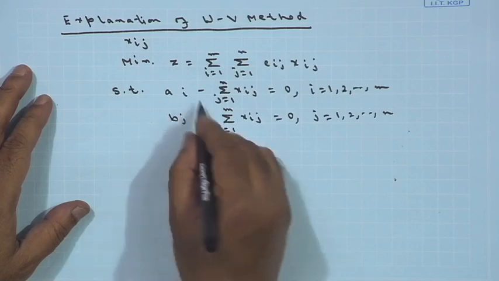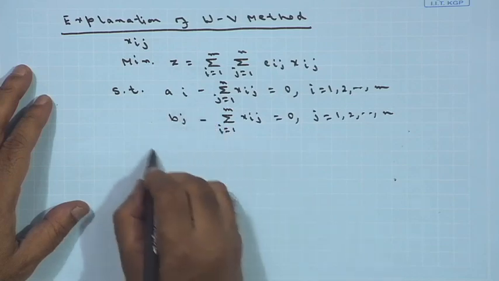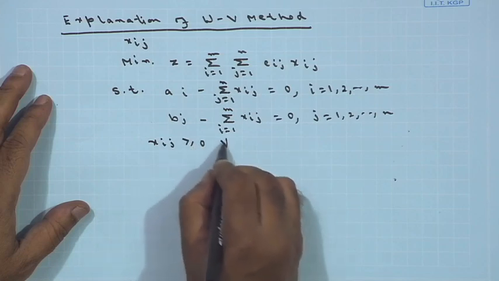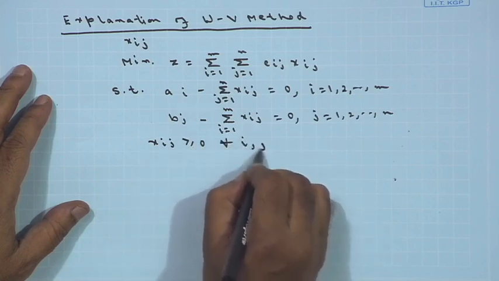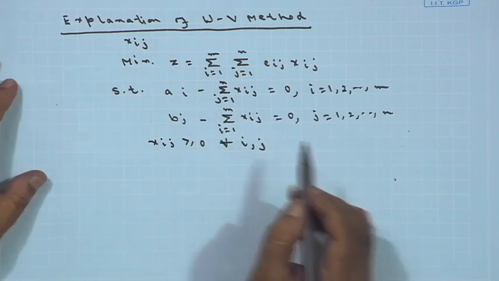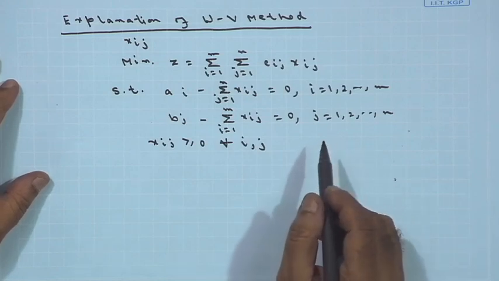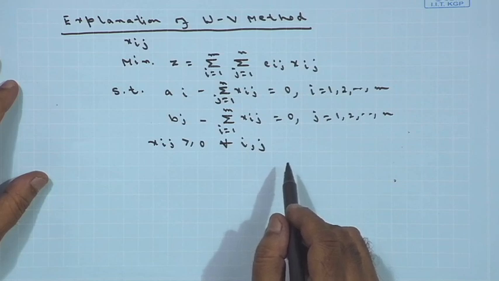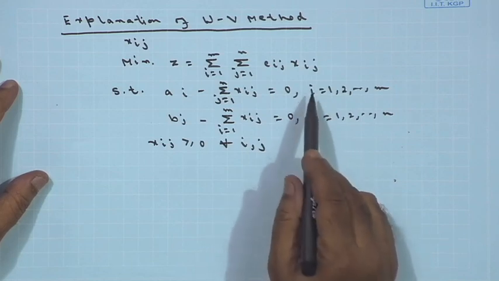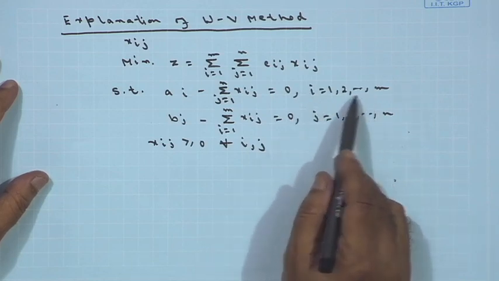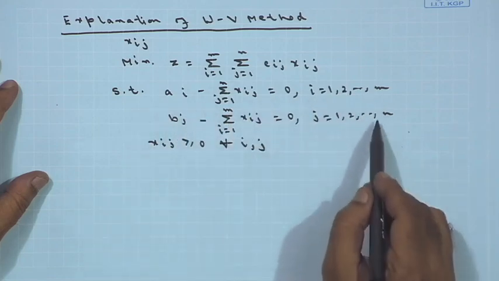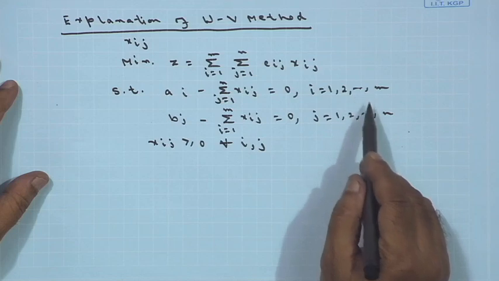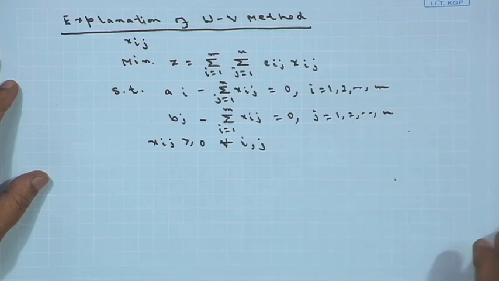This we have already discussed, the requirements. So, your x_ij should be greater than or equal to 0 for all i, j. Now, here you basically have a transportation problem of order m cross n. So, that means here you have m sources, n destinations, and m plus n equations in the LPP.